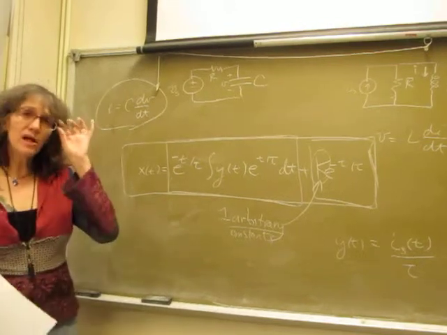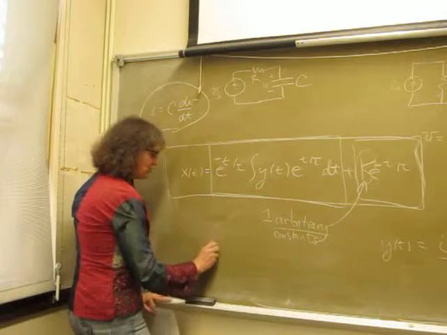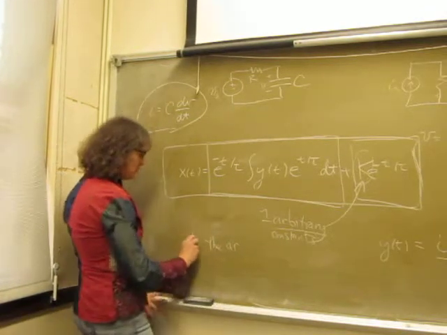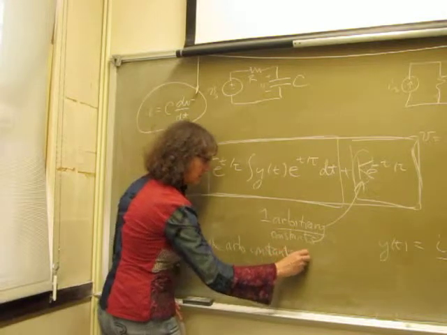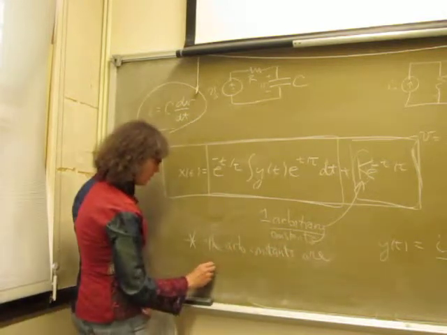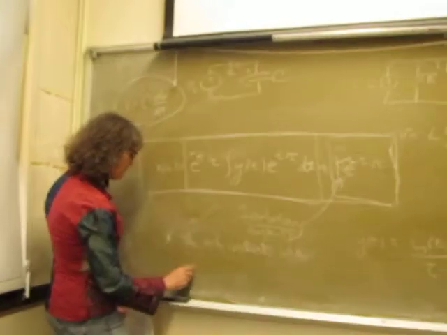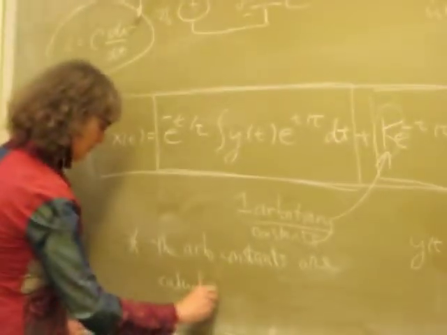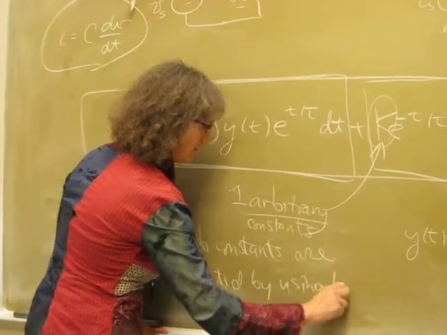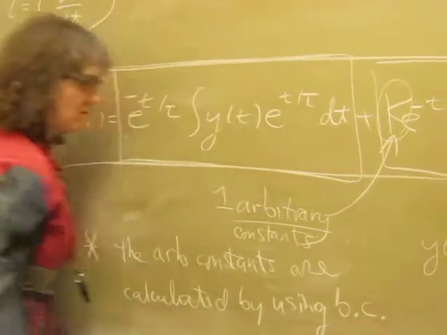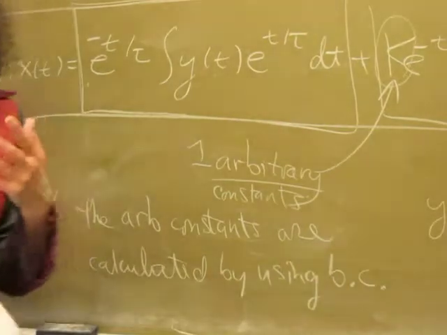How are you going to evaluate the arbitrary constants? By the boundary conditions. This is an important idea. The arbitrary constants are calculated by using boundary conditions. What do I mean by boundary conditions? I mean like those initial conditions.